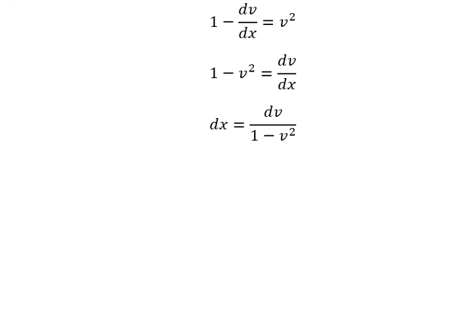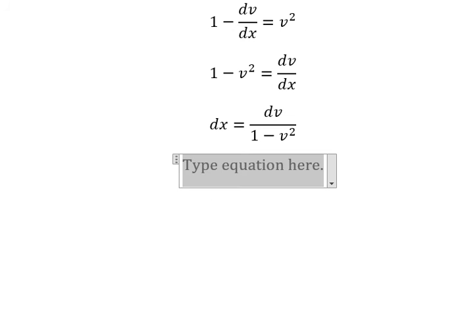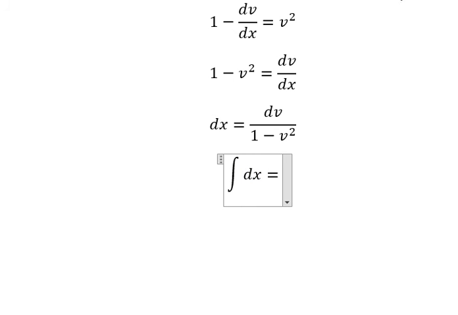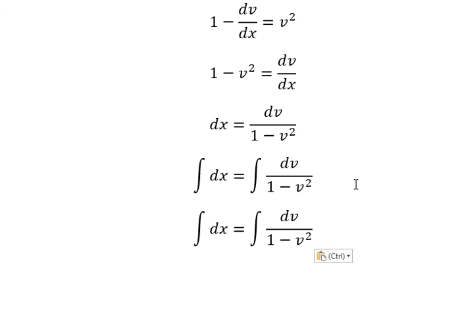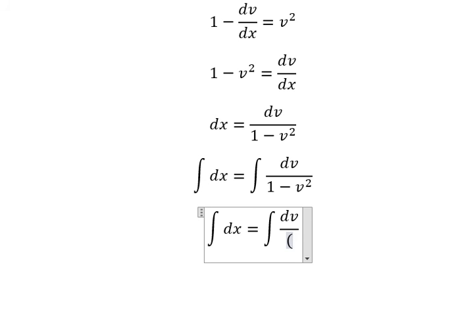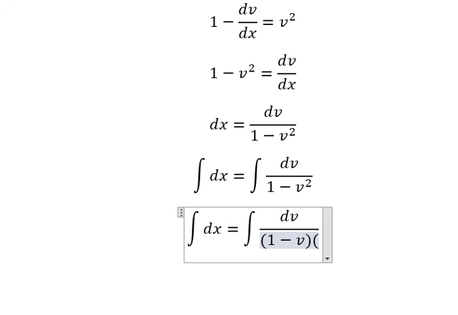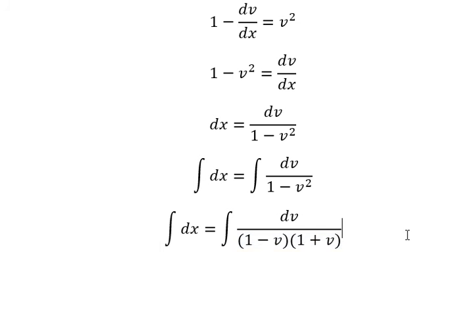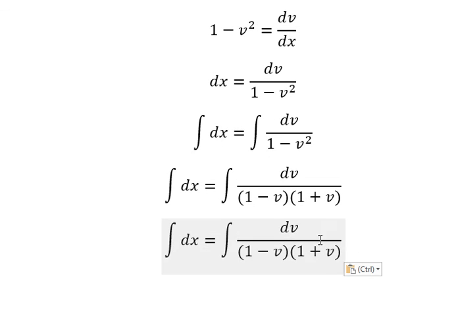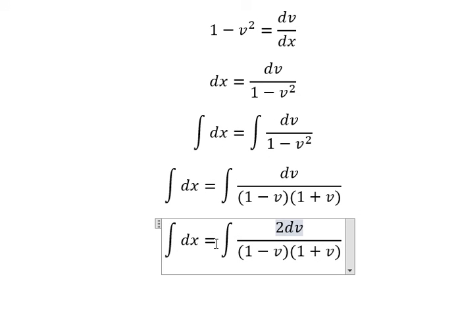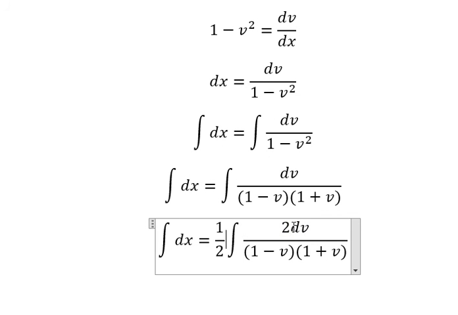Now we can put the integration on both sides. Now about this one, that is about identity. So I will write 1 minus v multiplied by 1 plus v. Now I will put number 2 on the numerator and denominator because I want to create the factor 1 minus v, 1 plus v.